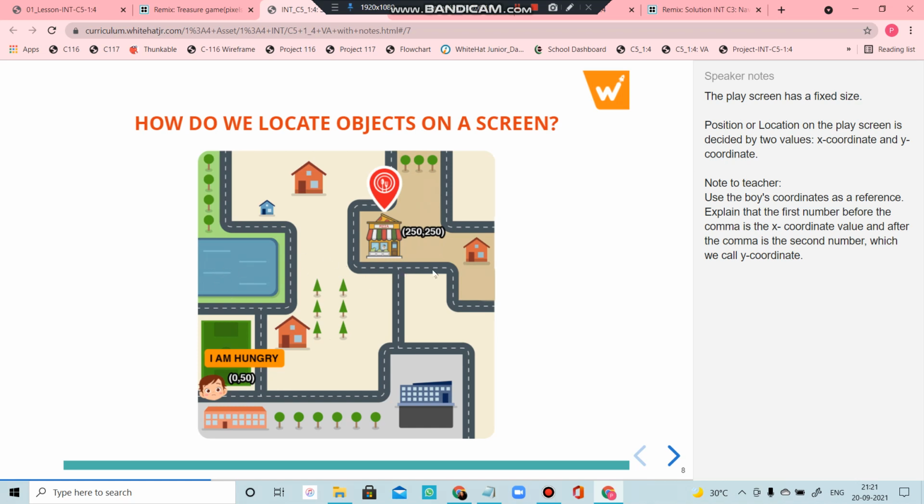Now we also have to remember that the horizontal movement has certain numbers that we have to understand. When you move from west to east, the numbers are going to increase. And when you move from east to west, it is going to decrease. For the y coordinate, if you move from south to north, then your number is going to increase. And if you move from north to south, then it is going to decrease. Here, the number before the comma, that is 0, is your x coordinate. And the number after the comma, which is 50, is your y coordinate. So do explain this to your students very well.